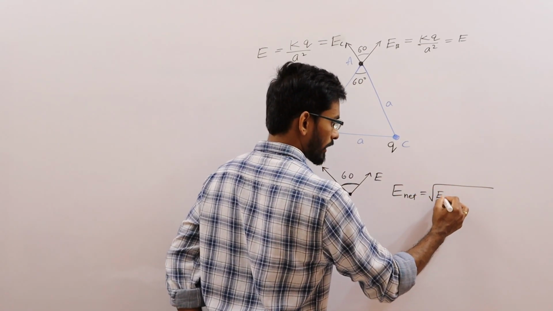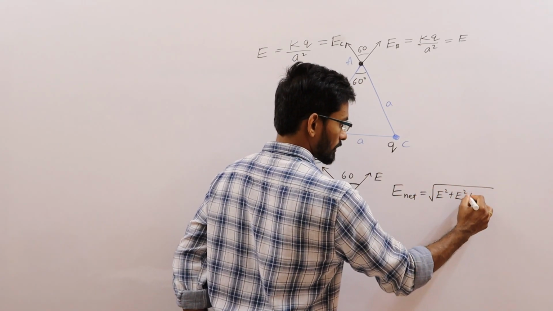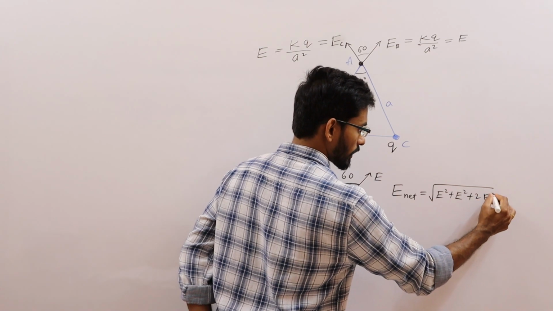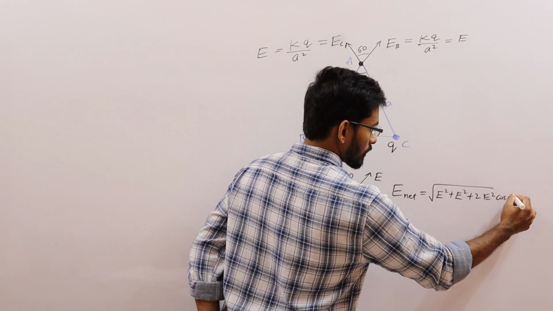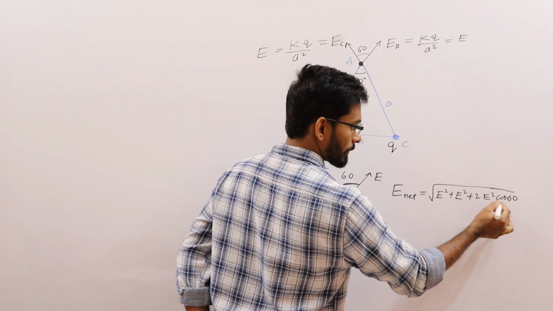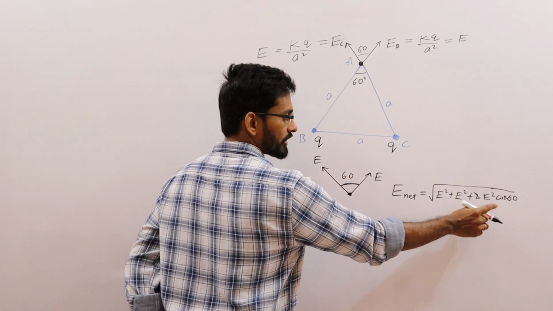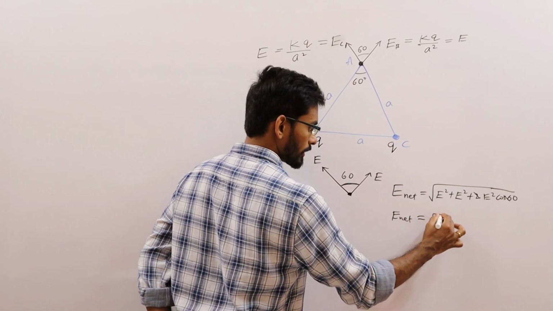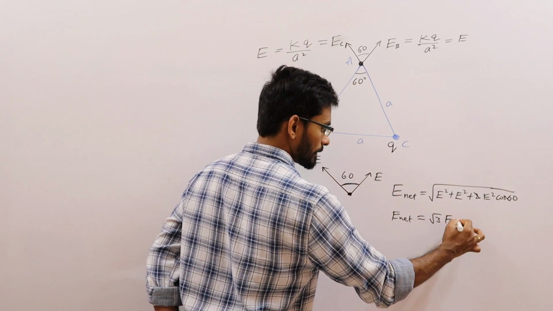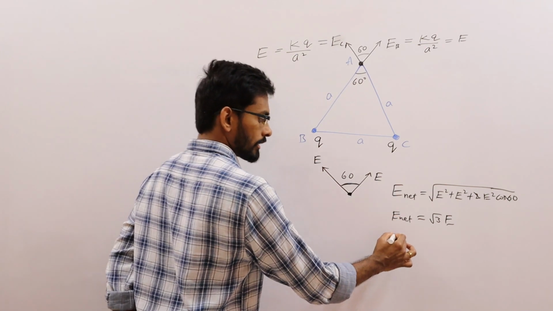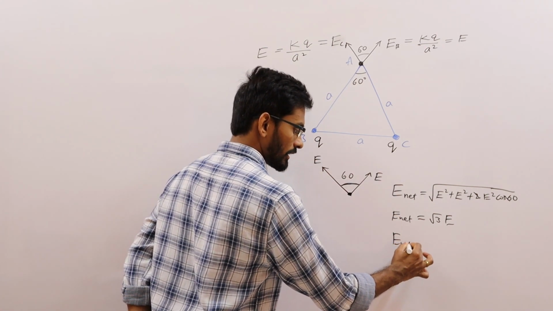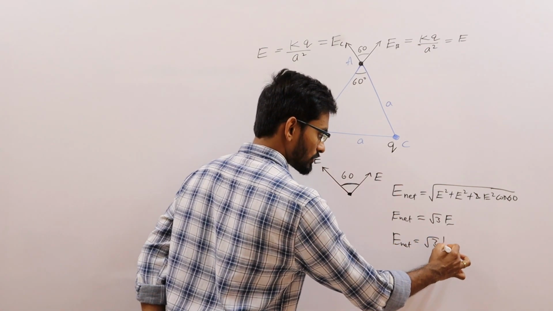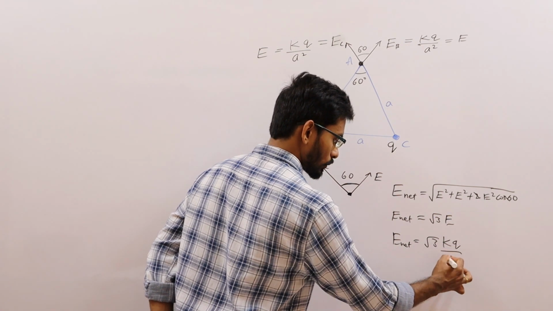So E square plus E square plus 2 into E1 E2, which will be E square, into cos 60. Cos 60 is 1 by 2, so the 1 by 2 and 2 get cancelled. So it will be 3E square. So the magnitude of the net electric field will be root 3 times E. And so the net electric field is root 3 times KQ by A square.